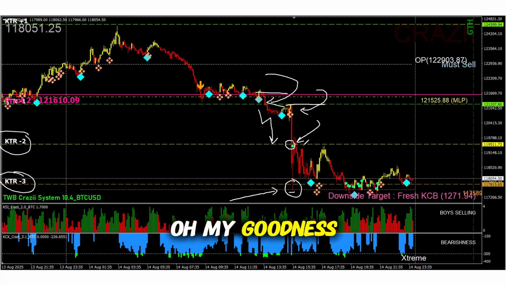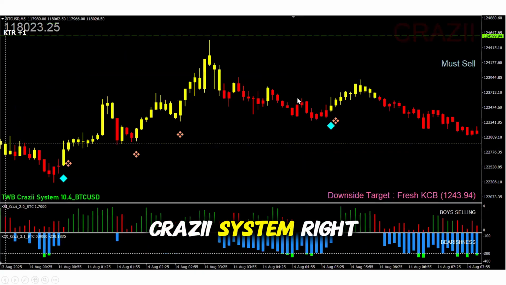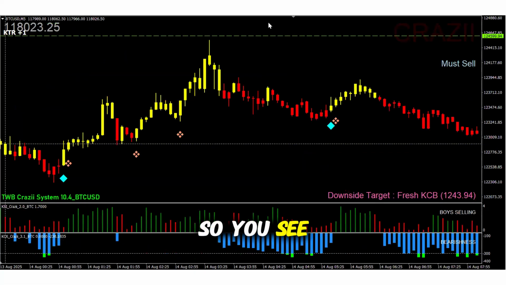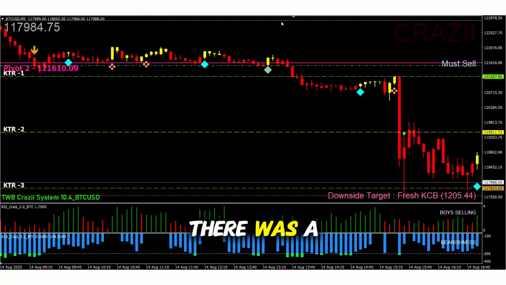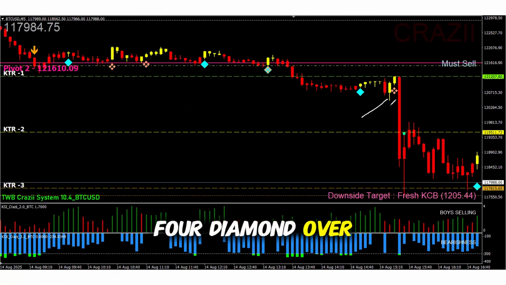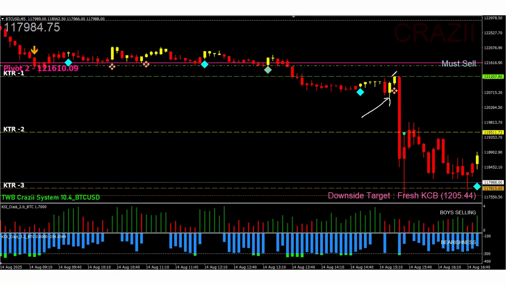Oh my goodness. This is why I tell you, if you really study the Crazii system, you will see it. So now I'm going to zoom in for you. You can see how near it was to the KTR plus 1 before it missed and reversed course. That was the first thing that caught my attention. Then the second half, look at it. There was a 4 diamond over here where you put a line across at the closing price. Now look at it, guys.